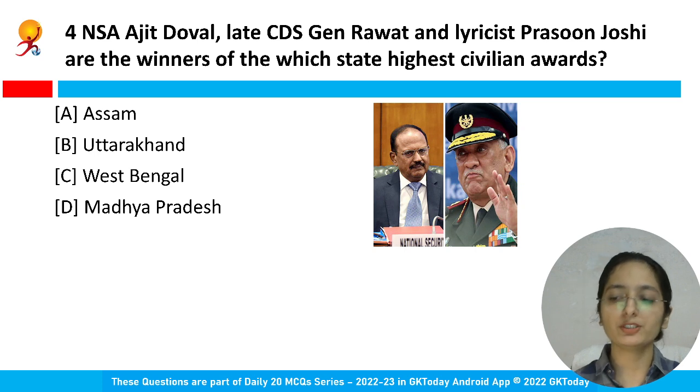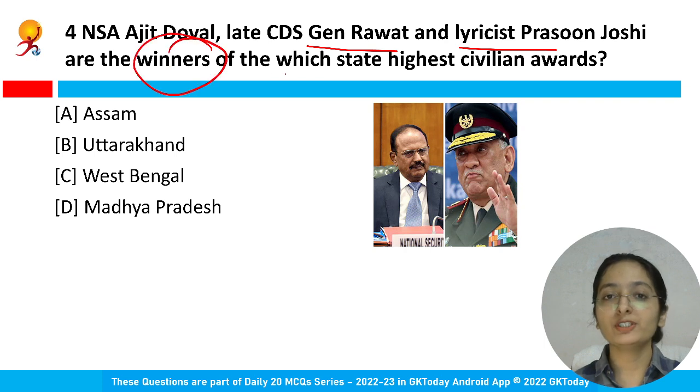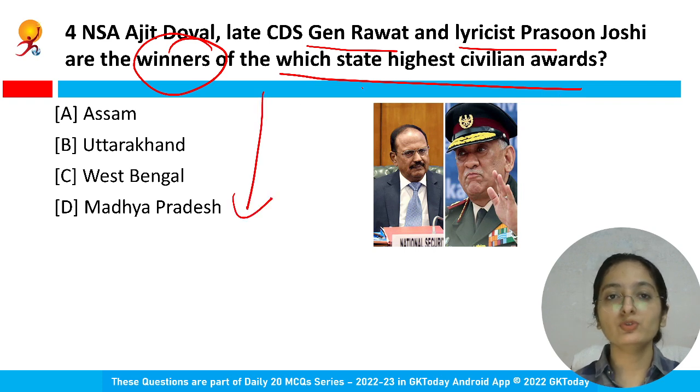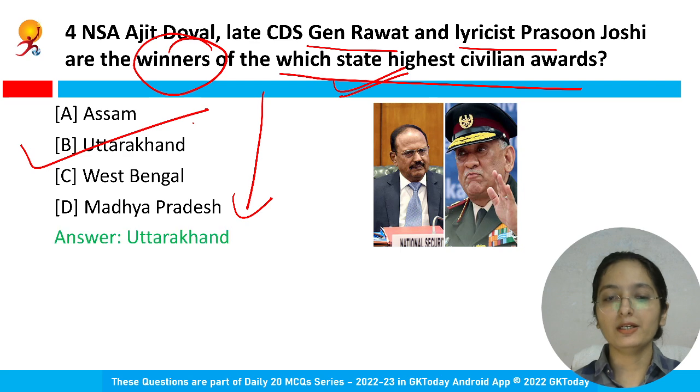Then moving to the next question. The question says, NSA Ajit Doval, late CDS Gen Rawat, lyricist Prasoon Joshi, they all are the winners of which state's highest civilian award? So you have 4 states in front of you. I hope you are able to come to an answer. Uttarakhand. Option B is the correct answer.